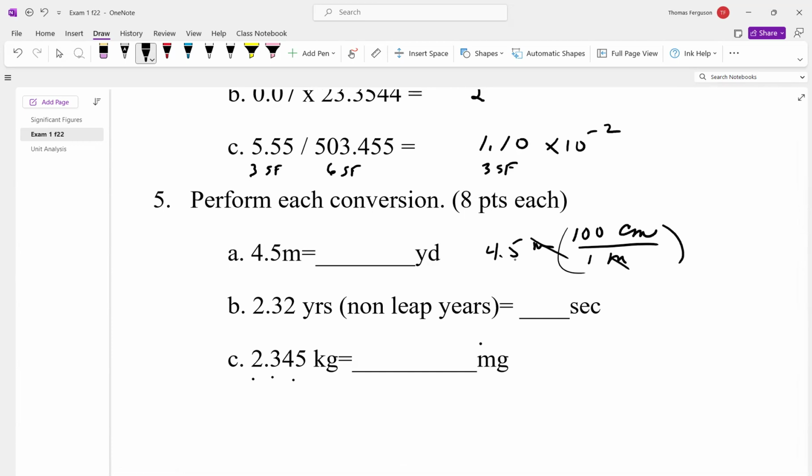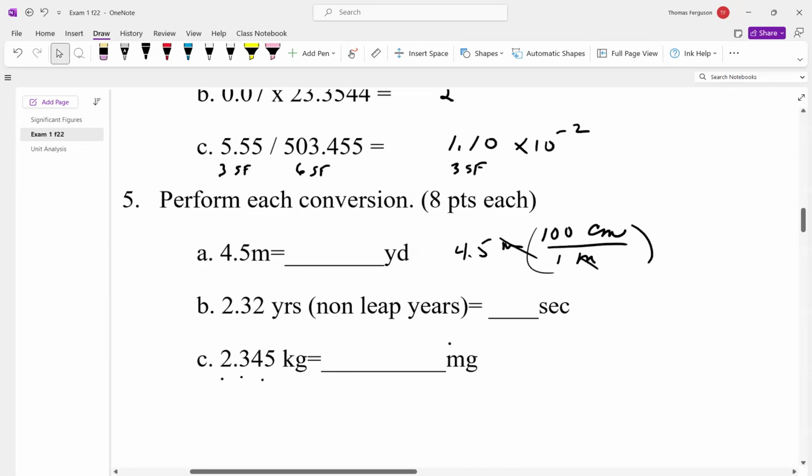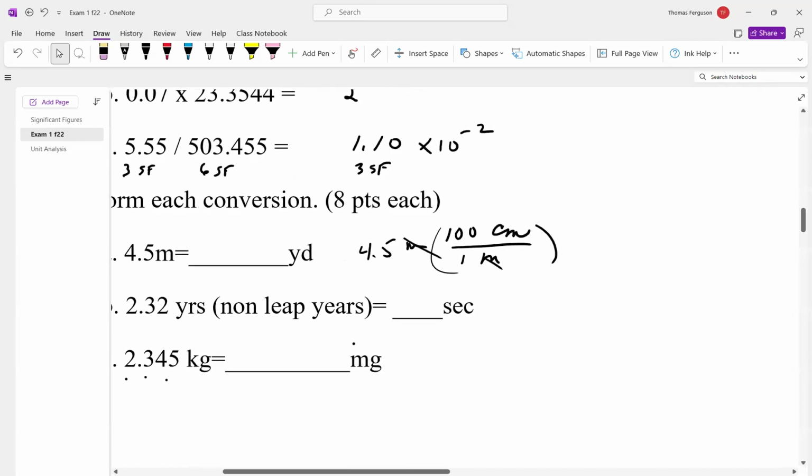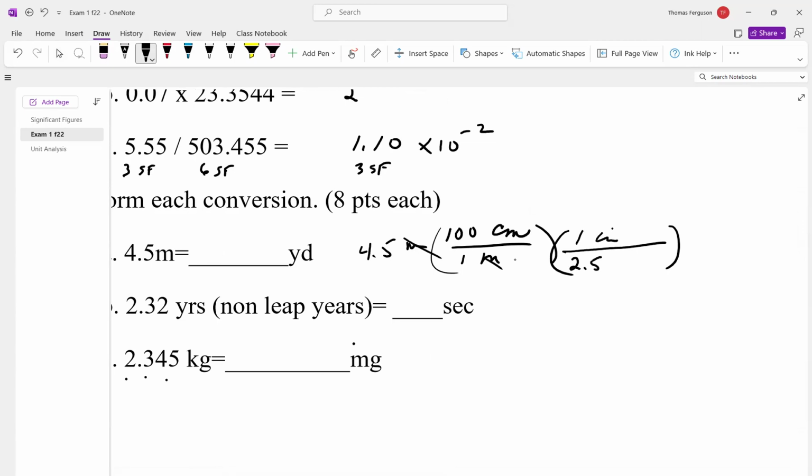Okay, now we're at centimeters. What should we do next? Inches. 2.54 centimeters in an inch. That gets us inches. And then now we can go to yards.